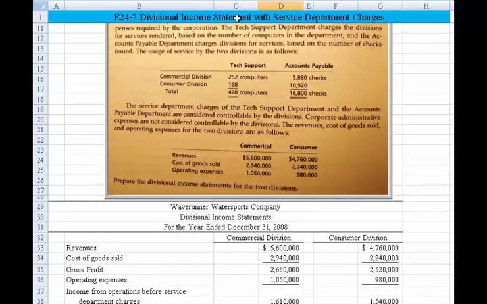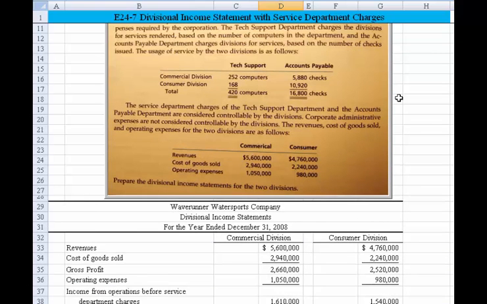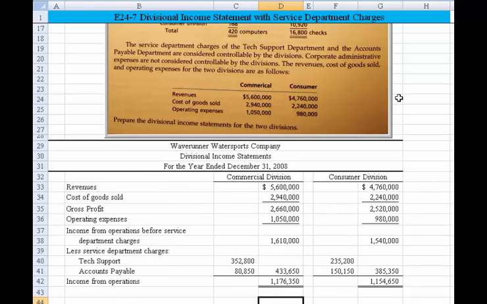Now, what's key to note is that we ignored the $343,000, the other corporate administrative expenses, and that's because they told us the other corporate administrative expenses, which includes officers' salaries and other expenses by the corporation, are not considered controllable for the divisions. So for purposes of preparing this divisional income statement that you see on the screen right there, we would exclude that from our report.